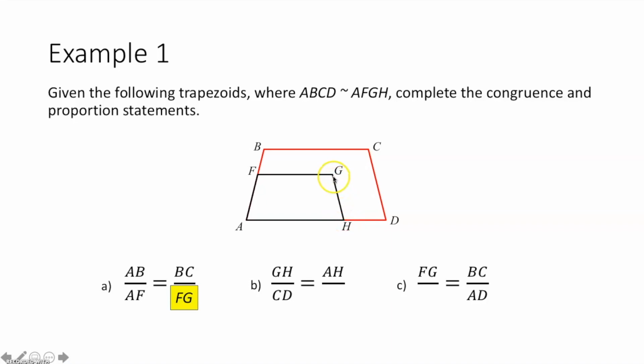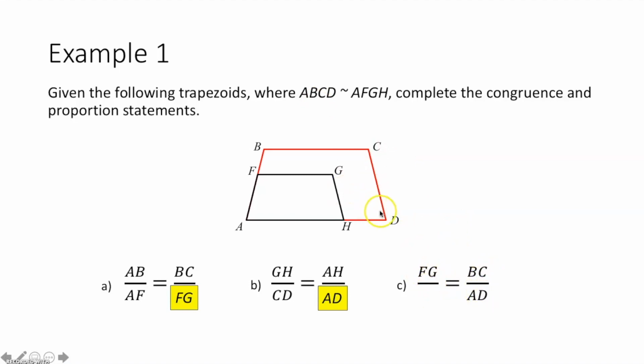Here, we'll start with the figure. GH, the right side of the small trapezoid, over CD, the right side of the big trapezoid, is equal to AH, the bottom of the small trapezoid, over, and it would be the bottom of the big trapezoid, which would be AD. Again, you can do that from your similarity statement. GH is right here, over CD, the back two, is equal to the outside two, AH, over the outside two, AD.